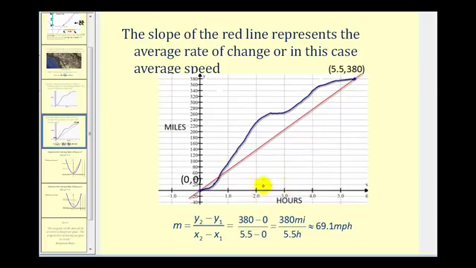But if we were to pick 2 different times on this trip, let's say at 2 hours and then at 3 hours, the slope of this secant line would give us our average speed during this time interval. Notice that our average speed from 2 to 3 hours would be less than the average speed of the entire trip. And you can see because it looks like we may have stopped to get gas or maybe at a rest stop somewhere around this time.